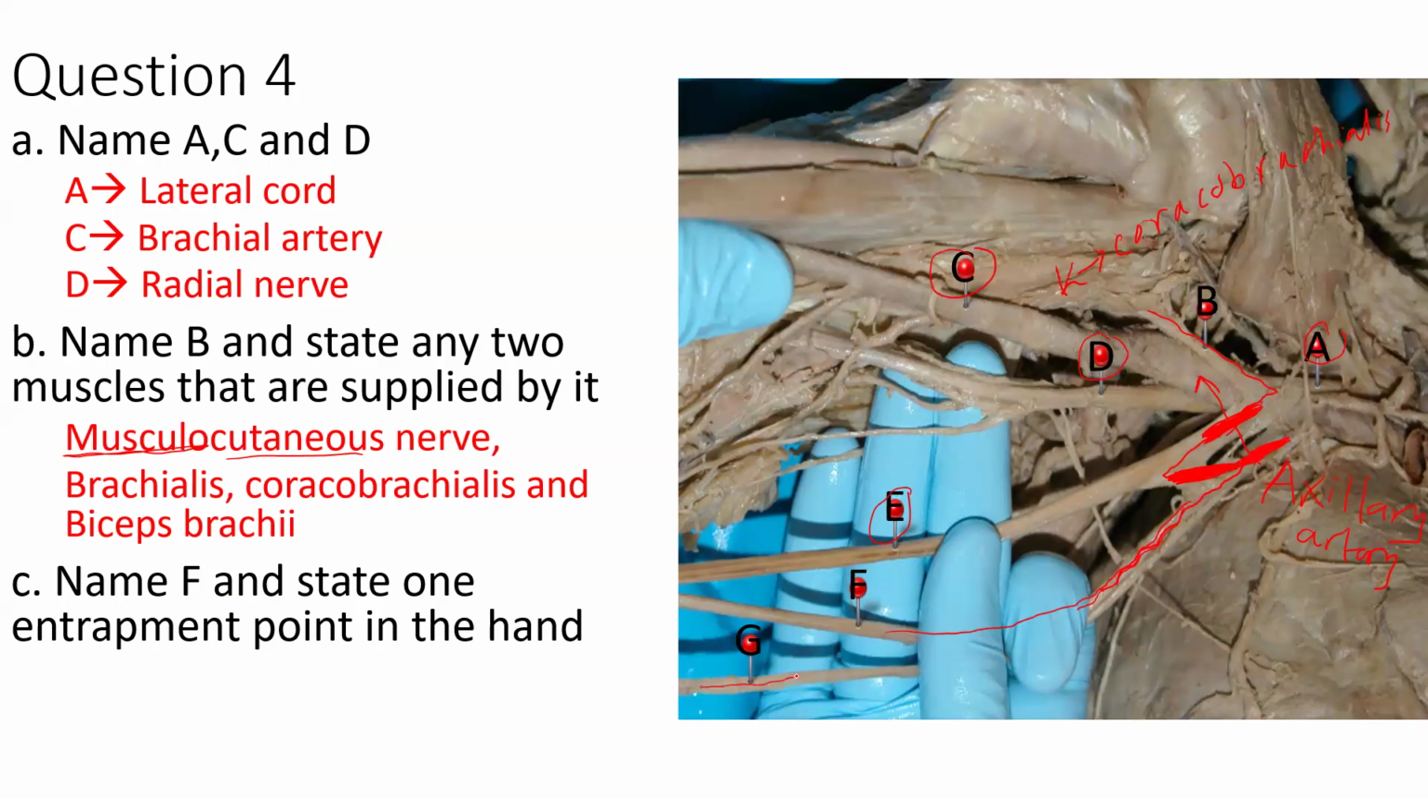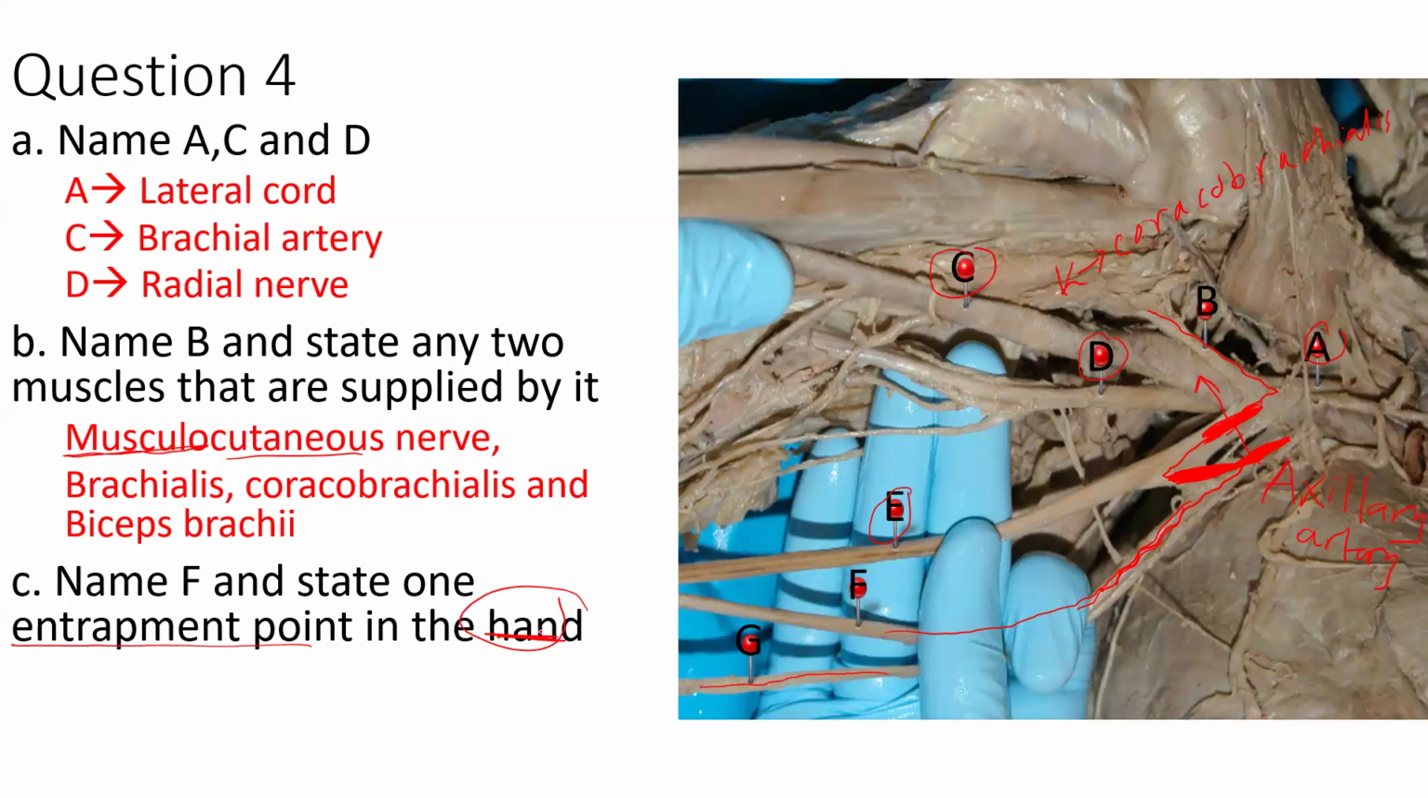G there, which lies medial to the ulnar nerve, that's the medial antebrachial cutaneous nerve, or the medial cutaneous nerve of the forearm. Okay, so F is the ulnar nerve, and we've been asked to identify the entrapment point in the hand. So in the hand, there is an important anatomical fibro-osseous canal known as the Guyon's canal, and that's one of the entrapment points of the ulnar nerve within the hand.